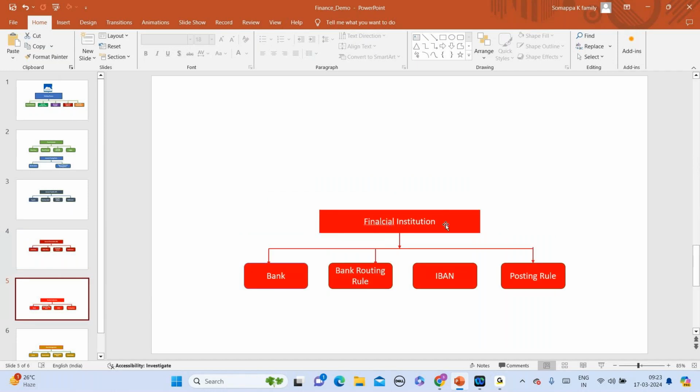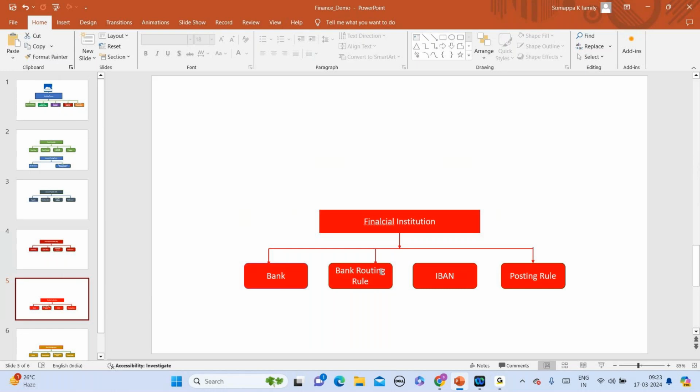So this is a must for any company: creating a bank, and banking rules, whether it's IBAN or posting rules, all the details, creating a financial institution, creating an account number, creating a bank posting rule, bank routing rule, and whether it's an IBAN, international bank account number, or any types of posting, like let's say debiting or crediting. How to create these rules, all this will be explained as part of the financial institution.